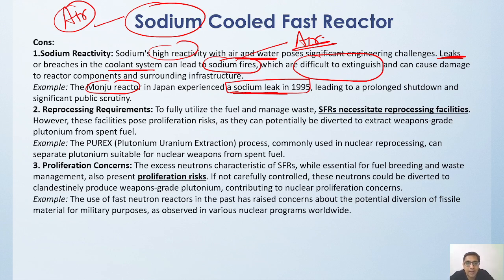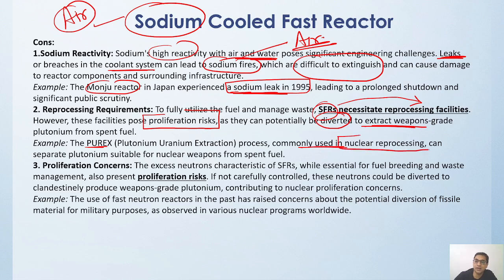Then the reprocessing requirement: to fully utilize the fuel and manage waste, sodium fast reactors necessitate a reprocessing facility, okay. If we are sending anything for reprocessing, it has a proliferation risk, because at the place of reprocessing it may get diverted towards weapon-grade plutonium. There is a process called the plutonium uranium extraction process, commonly used in nuclear reprocessing, okay. In this process we can separate plutonium suitable for nuclear weapons. So these reprocessing facilities have to be scrutinized every time, okay. Proliferation risk is always there if not carefully controlled.